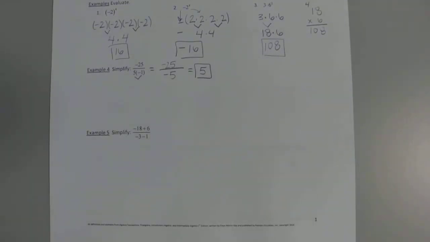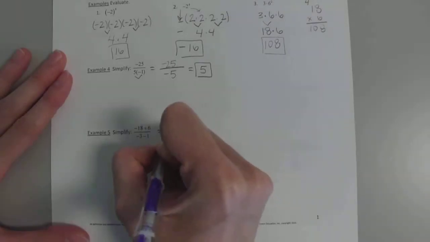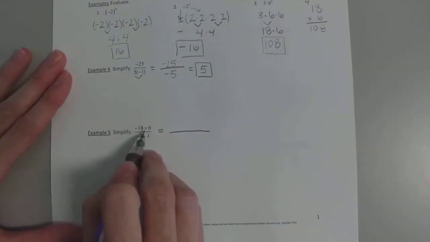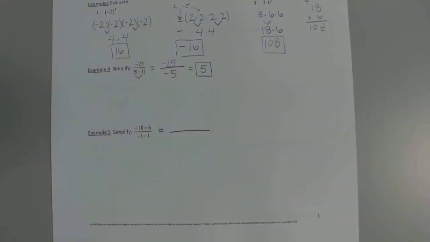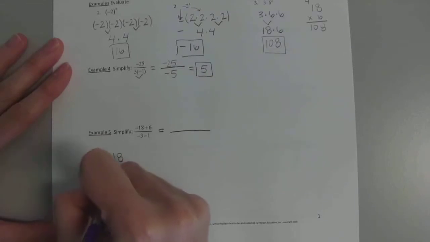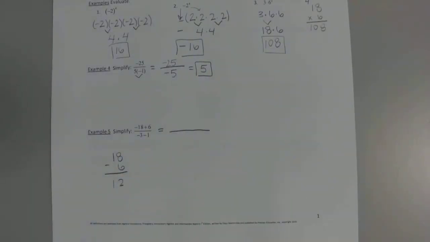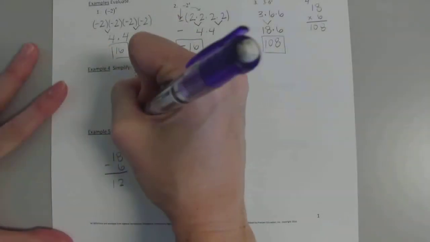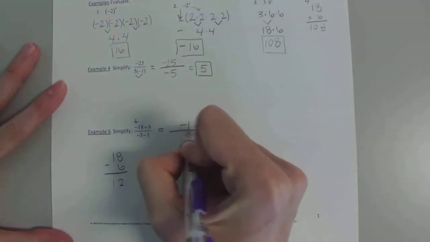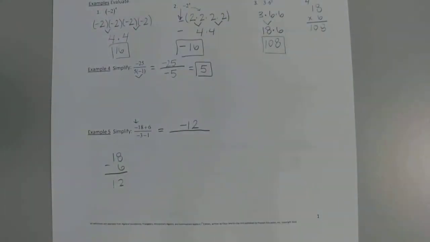On number 5, it's really similar, guys, but we just have to clean up the top and clean up the bottom. So on the top, this was Tuesday's lesson. This was last week's lesson. What do you do when you add opposite signs? You're not really adding, you're actually subtracting. So what's 18 minus 6? 12. But what's the sign of 12 going to be based on negative 18 and 6? Negative, why? The 18 is negative. So this is negative 12.